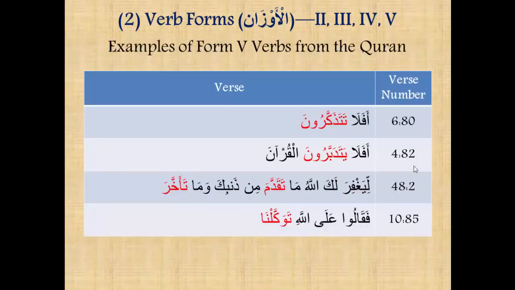Examples of Form 5 verbs taken from the Qur'an. أَفَلَا تَتَذَكَّرُونَ. Notice how there are two tas in front. One of the tas belongs to the Form 5 stencil. The other ta belongs to the pattern, تَتَفَعَّلُونَ. It's part of the أنتم conjugation. Example number 2. أَفَلَا يَتَدَبَّرُونَ الْقُرْآنَ. يَتَدَبَّرُونَ, يَتَفَعَّلُونَ.